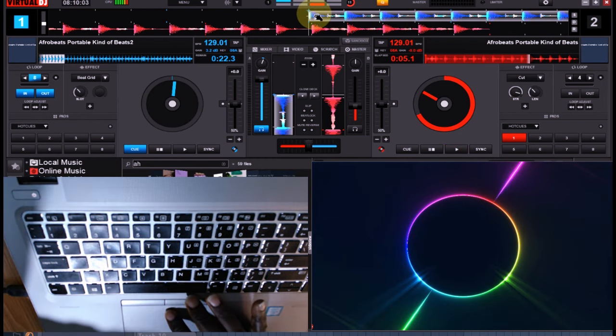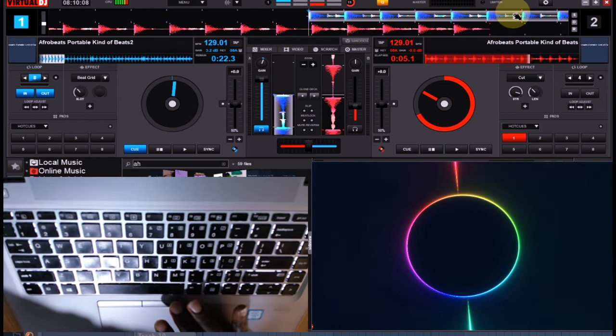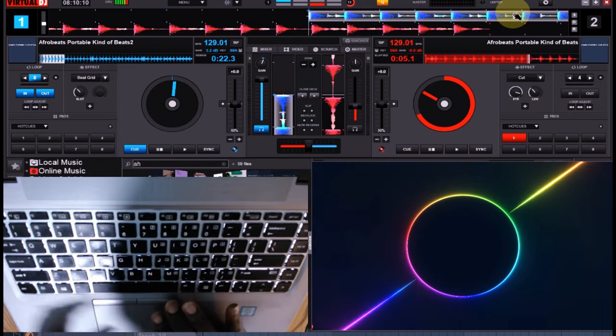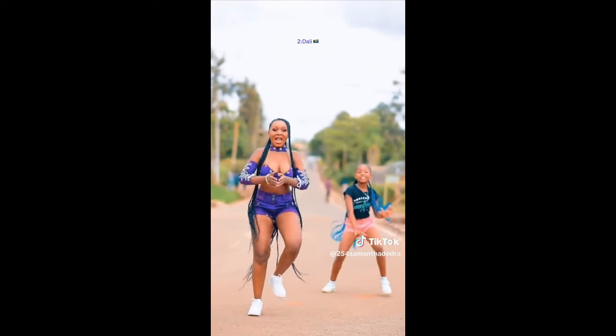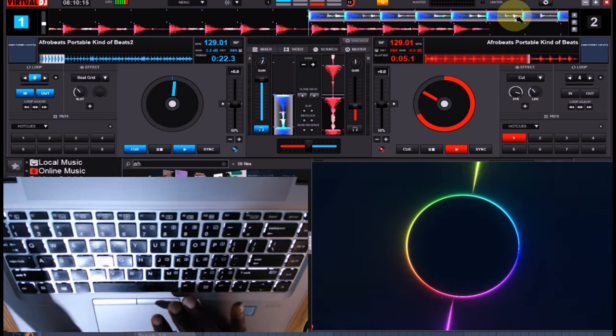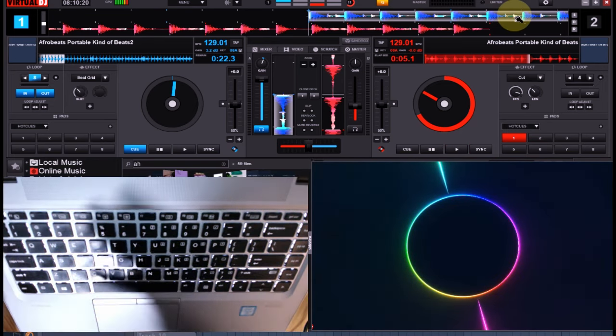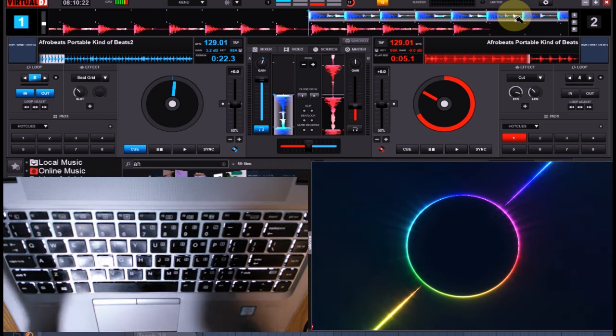But what if these points or these sounds are not neatly arranged in this pattern? Especially in the case of tracks like Amapiano and Reggae, they don't follow this pattern. It's only in Afrobeat that you get to enjoy this type of pattern, especially the Zazu type of sound, Portable. It has this common pattern.